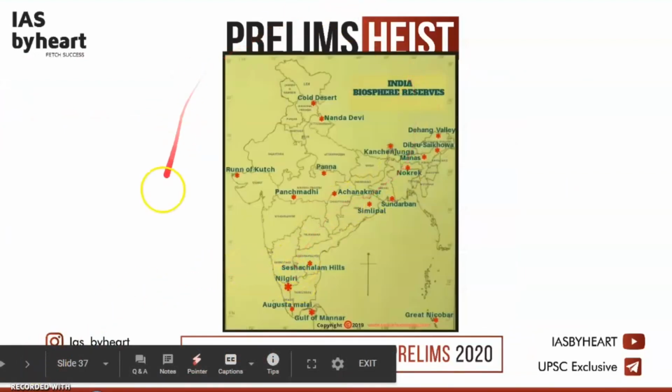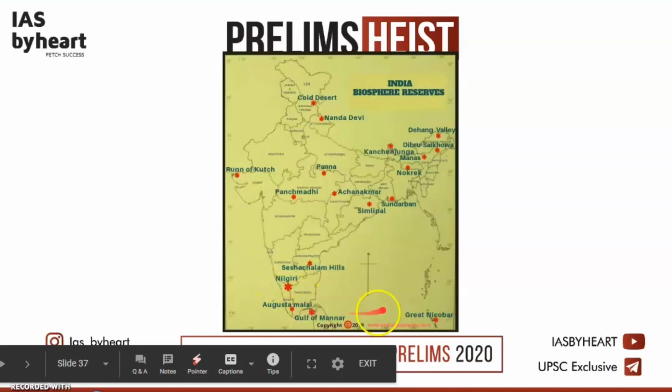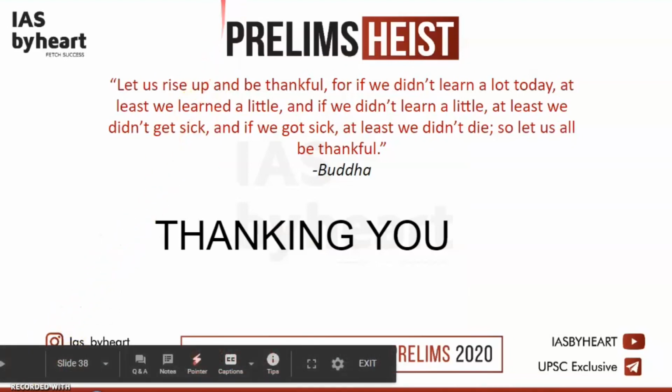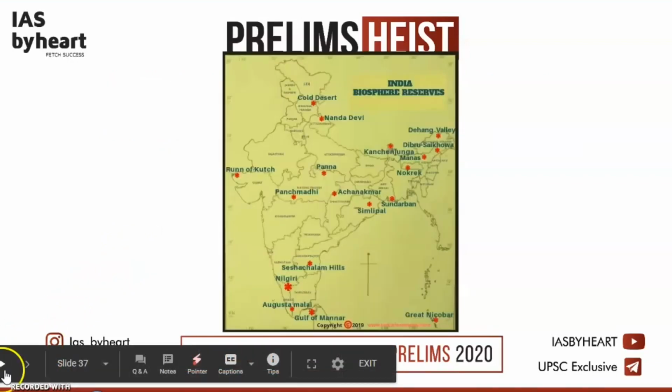See this. This is about our total biosphere reserves in India. Cold Desert, Nanda Devi, Dehang Dibang Valley, Dibru Saikhowa, Kanchenjunga, Manas, Nokrek, Sundarban, Simlipal, Achanakmar Amarkantak, Panchmarhi, Panna, Rann of Kutch, Seshachalam Hills, Nilgiris, Agasthyamalai, Gulf of Mannar and Great Nicobar. So there are totally 12 biosphere reserves which were certified by UNESCO. There are totally 18 biosphere reserves in India, but UNESCO accepted only 12 biosphere reserves.